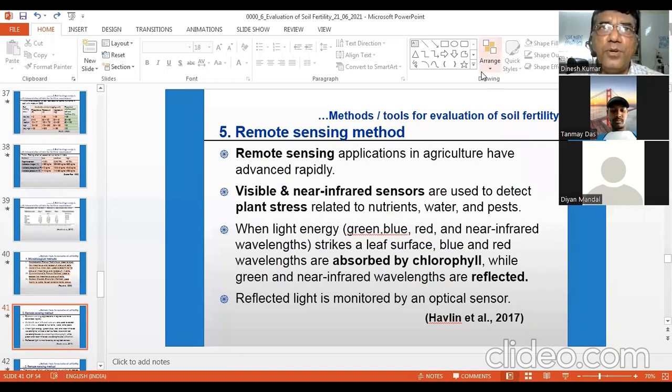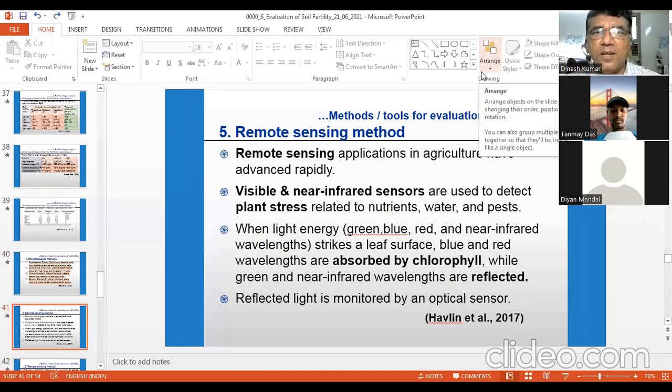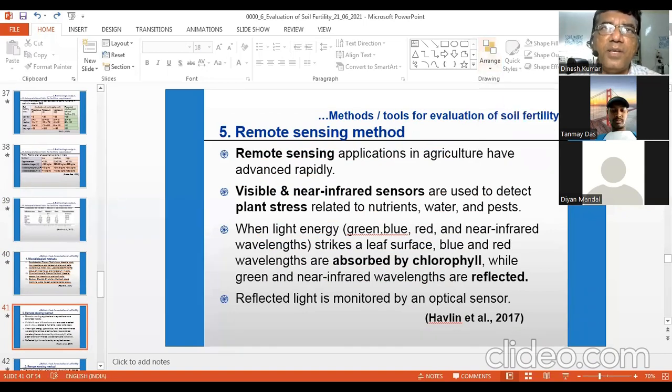So remote sensing is also important, particularly in today's agriculture. Agriculture is changing very fast, and certain advanced technologies are being tested or evaluated in agriculture, like drones and drone cameras or satellites. Satellites are an excellent source. They are also remote sensing. They sense the features of the earth from a faraway place and give the data to us. So satellites have a very important role in remote sensing. Remote sensing applications in agriculture have advanced rapidly.